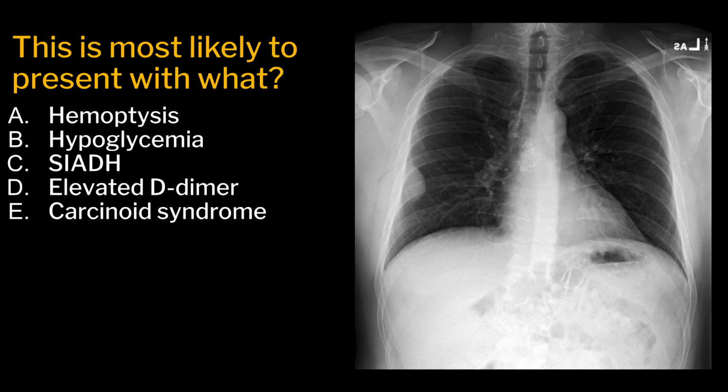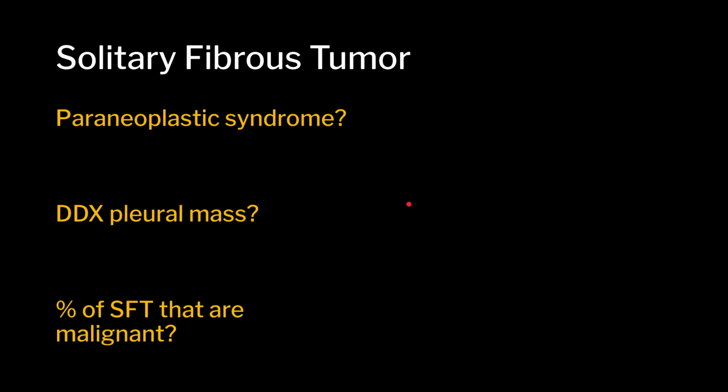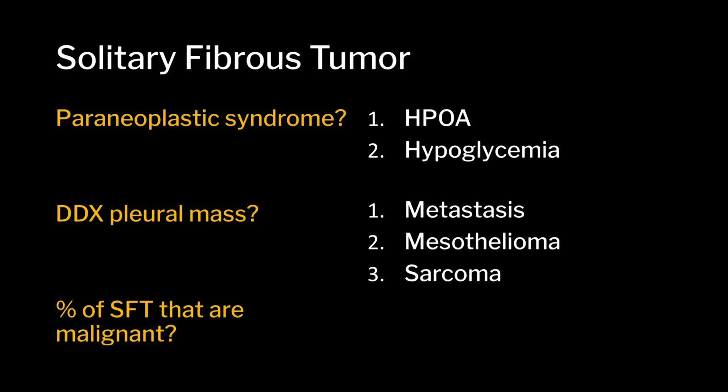Okay, let's look at question two. This is most likely to present with what? The question was referring to this mass here in the right lateral aspect of the hemithorax. This turns out to be a solitary fibrous tumor, and it is associated with certain paraneoplastic syndromes, which are HPOA, or hypertrophic osteoarthropathy, and hypoglycemia. The differential for a pleural mass includes metastatic disease, mesothelioma, and sarcoma. The percentage of solitary fibrous tumors that are malignant ranges between 10 to 30%.